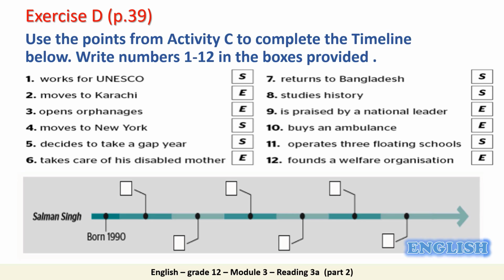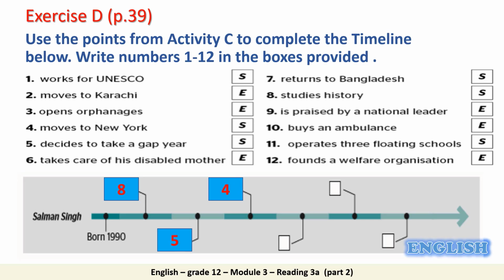Let's have a look at the most important events in the life of Salman Singh. This young man was born in 1990 in the outskirts of London. He was fascinated by the importance of education. That's why he decided to become a history teacher. After graduation, Salman had a rest, so he took a gap year. He traveled to Bangladesh to get some practical teaching experience in 2012.